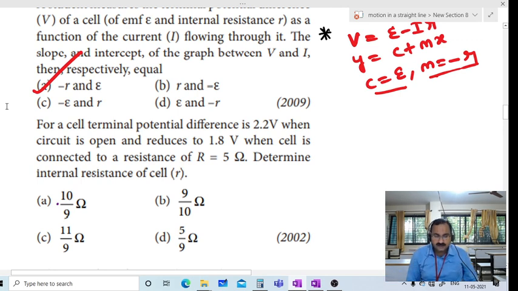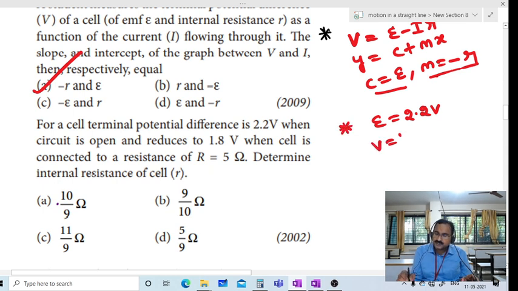Next, for a cell, the terminal potential difference is 2.2 volt when the circuit is open. When the circuit is open, the terminal potential difference is equal to the EMF of the cell. Open circuit means what happens? Current flowing through the circuit is 0. So indirectly they have given V is equal to the EMF of the cell only, 2.2 volt. So nothing but indirectly they have given the EMF only.